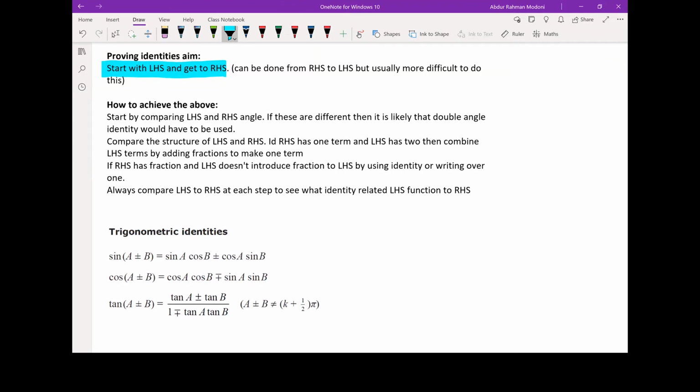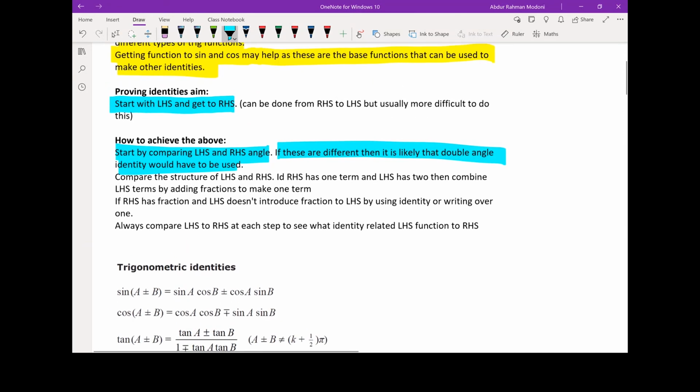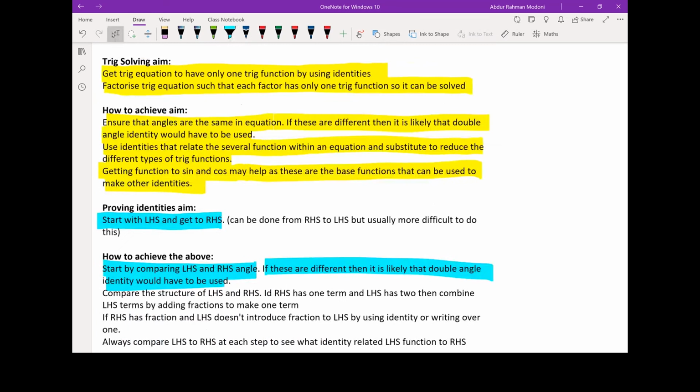How to achieve this above aim of proving identities? This we do by, first of all, comparing the left-hand side and right-hand side angle. If these angles are different, then it's likely that double angle identities would have to be used. Now notice this starting point, the first thing that we consider is very similar to the how-to of solving trig. We need to ensure that the angles are the same. If they're not, we need to use double angle identities to get them to be the same.